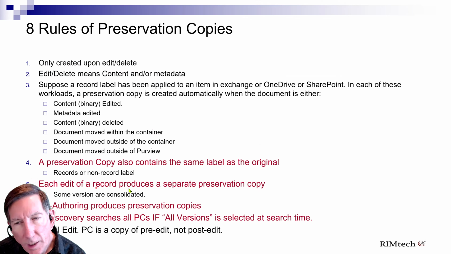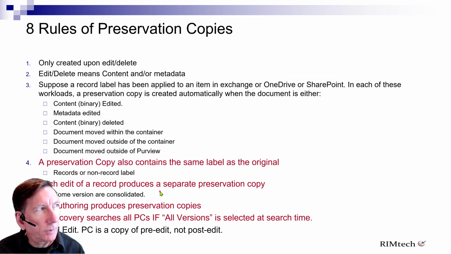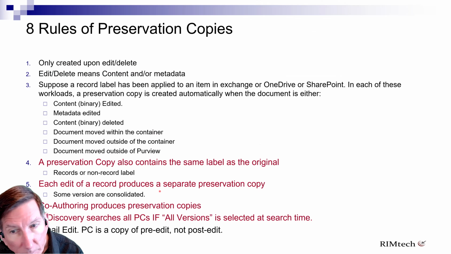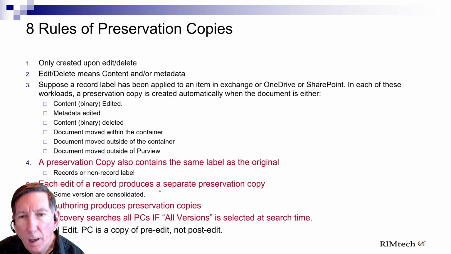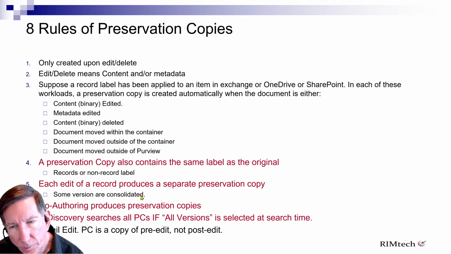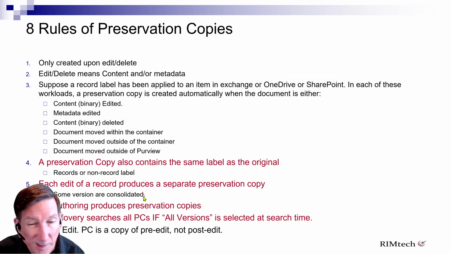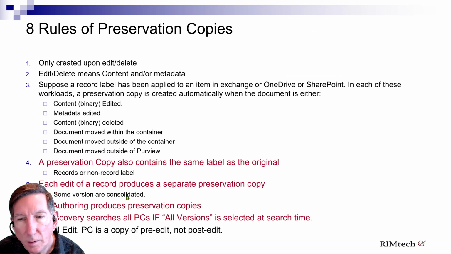Now, each edit of an unlocked record produces a separate copy. That's true. So if you make 20 edits, you're going to end up with 20 copies of that record. 20 copies plus the original, okay? Just so you know. However, there's some degree of consolidation. It may not be 20, it could be 20, it could be 10. I don't know what their algorithm is, but I suspect it's this. If there's a short time span between edits, they will consolidate. For instance, every half hour or hour or so.